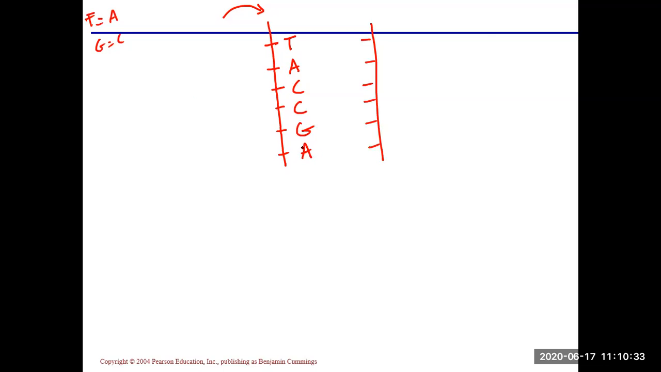So A pairs up with T, so I have to put T in here. Next one, I have to put C in here. Next one, G. Next one, G. Next one, T. Next one, A.